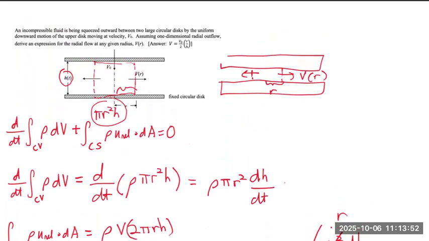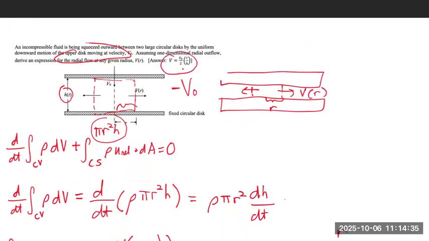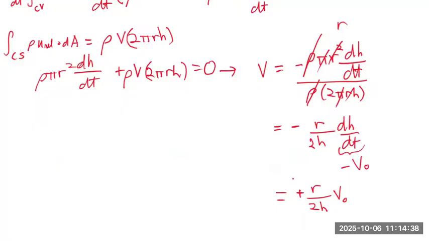So what is dh dt, you might ask? dh dt is the change in height with respect to time, and it's given by negative v naught. Yes. And because that is the rate at which the upper disk is moving downwards. So we can simply substitute negative v naught for dh over dt, and we get negative r over 2h, or actually it's positive now because we have two negative signs, times v naught. And this indeed matches our form over here. So we know that it is correct.